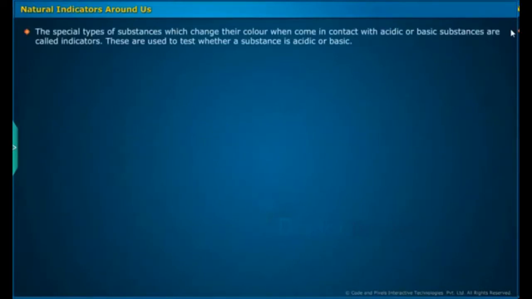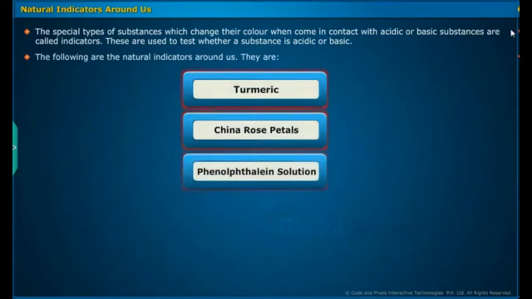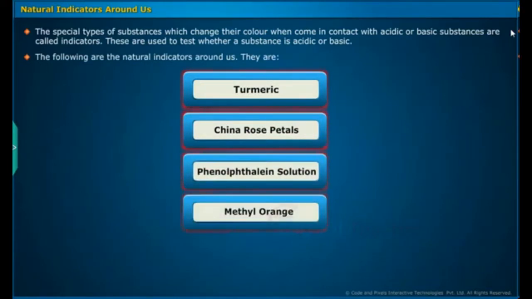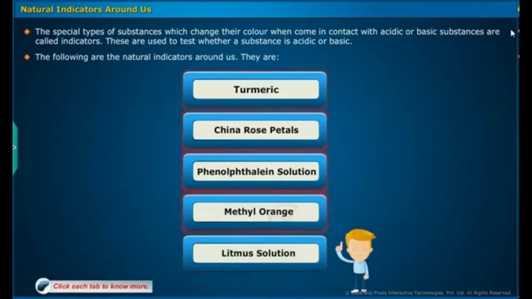The special types of substances which change their color when they come in contact with acidic or basic substances are called indicators. These are used to test whether a substance is acidic or basic. The following are the natural indicators around us. They are turmeric, China rose petals, phenolphthalein solution, methyl orange, litmus solution. Click each tab to know more.